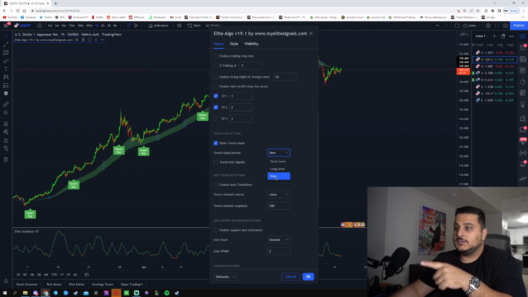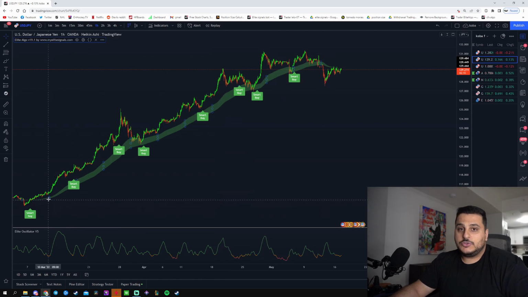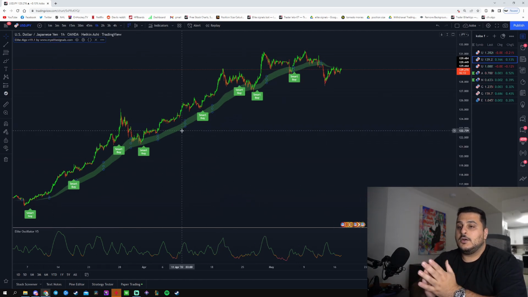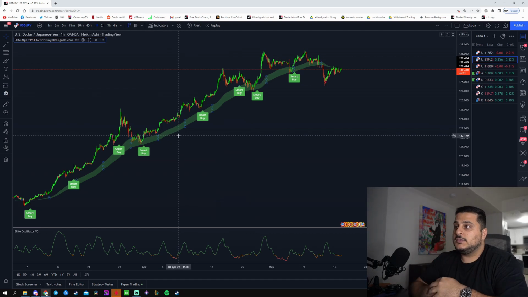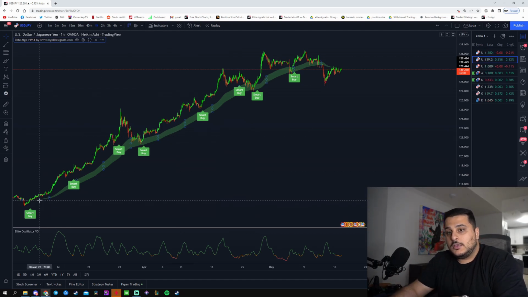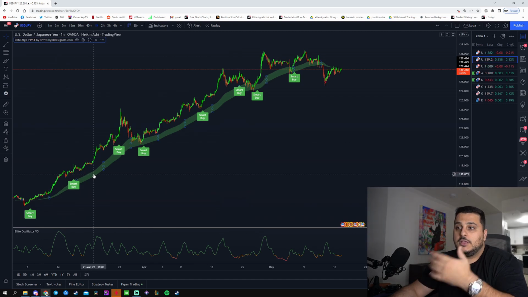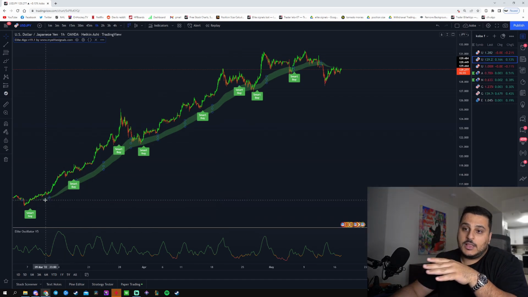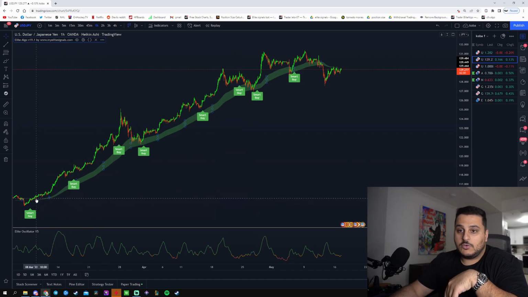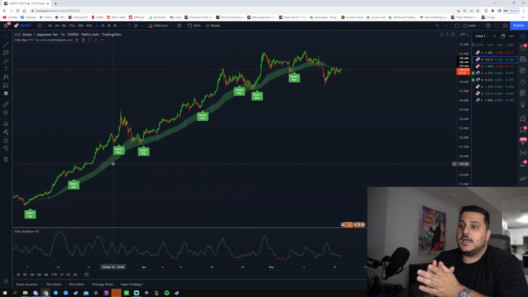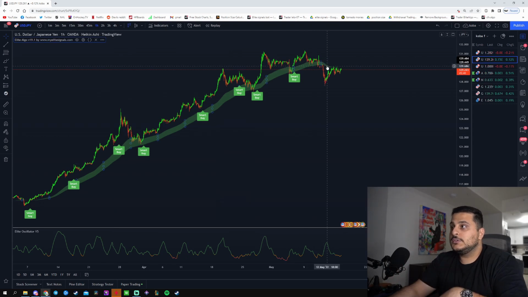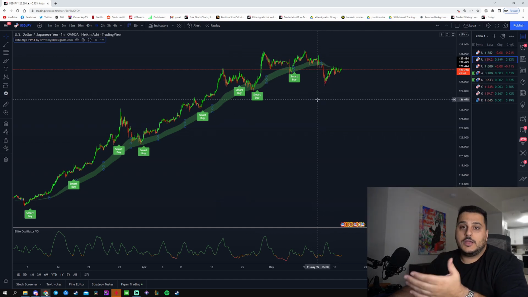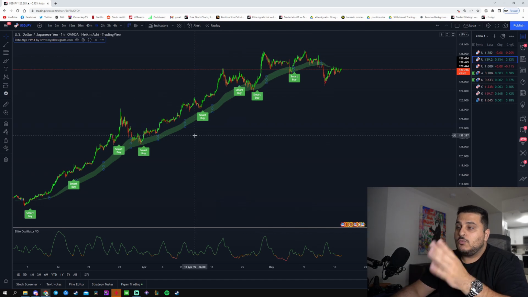So if we have the new trend cloud selected and we press OK, now the trend cloud is going to look like this, right? With this new trend cloud, there's a couple things that we have to note. If the trend cloud is green, that means we are currently in a bullish position. If the trend cloud is thicker, as you see over here, for example, it was green but really thin, and then it got thicker and thicker, that means the trend is getting stronger and stronger. And when that thickness starts to reduce, that means the trend is now dying, and it could turn into a bearish trend.